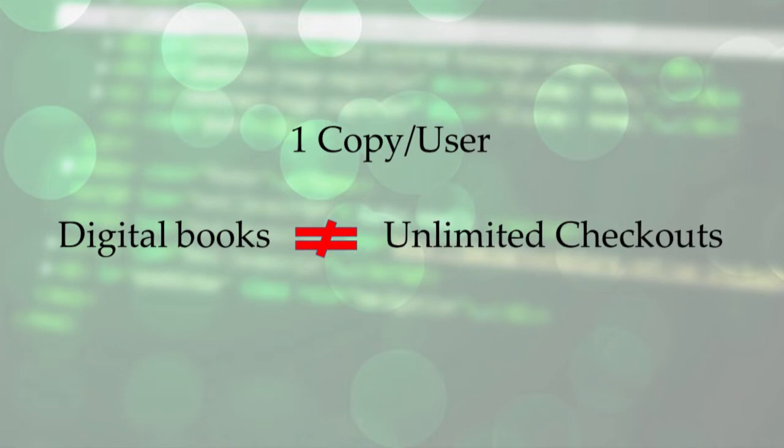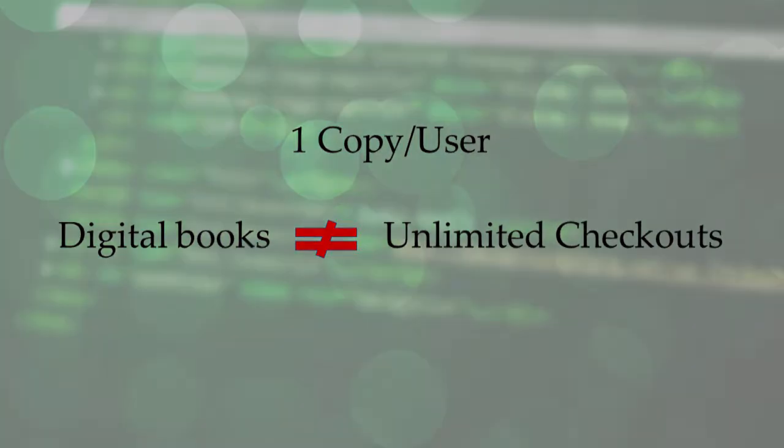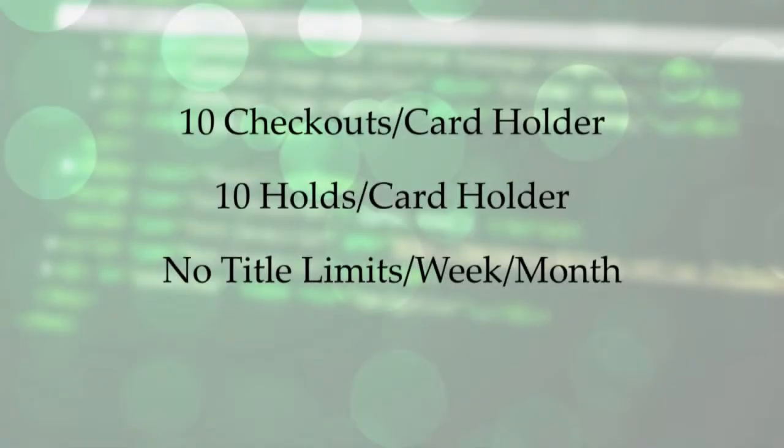When you come into the library, the book you're looking for may be checked out, and you'll have to place a hold on it and wait until it's returned before you can check it out. The same rules apply to digital books. Just because the book is digital doesn't mean it's unlimited. Each card holder is allowed 10 ebook checkouts and 10 holds at one time. There is no limit to the number of titles per week or month, just no more than 10 at a time.